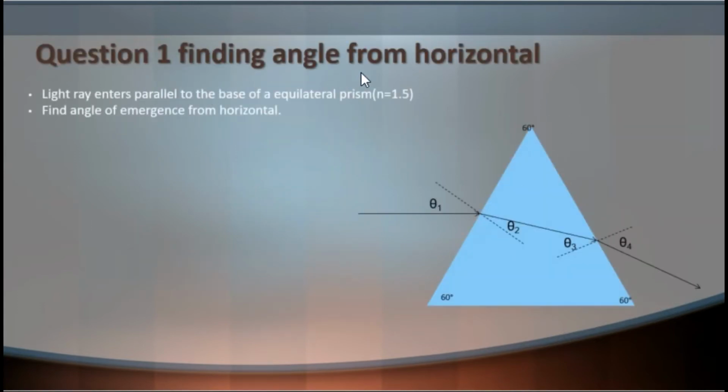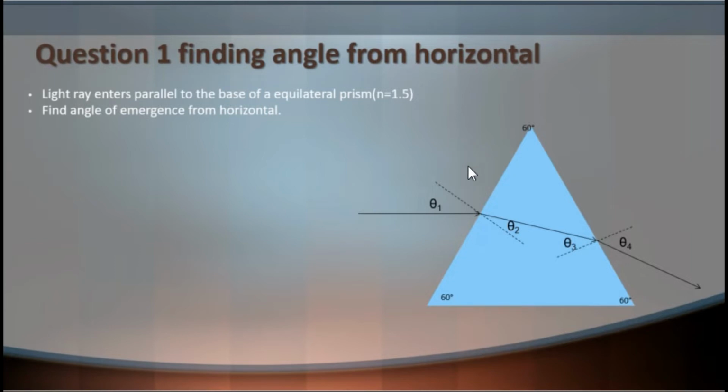Question 1. Finding the angle from the horizontal. A light ray enters parallel to the base of an equilateral prism with an index of refraction of 1.5. Find the angle of emergence from the horizontal. The question asks us to find the angle of emergence. So we have theta 4 as our angle of emergence, where the question wants us to calculate it from the horizontal, meaning that they want us to find it from the line that is parallel to the base.